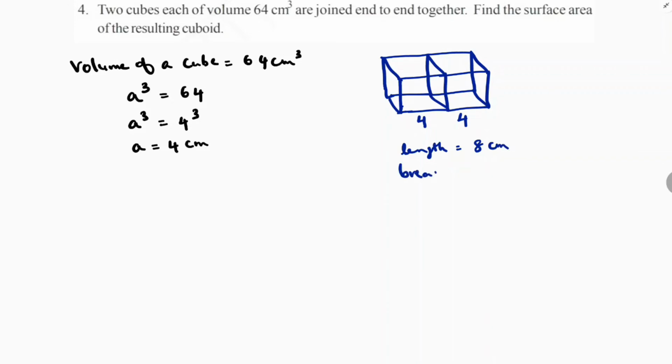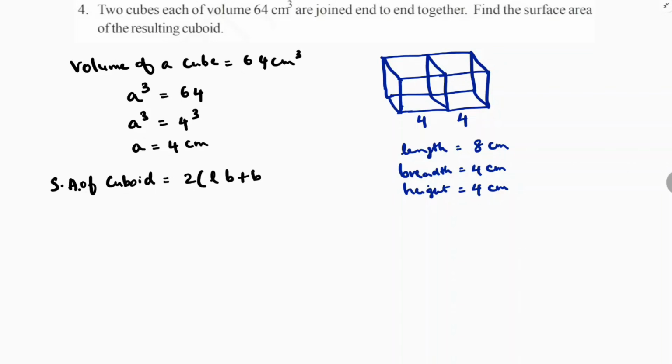Breadth will be 4 centimeters and height 4 centimeters. So here we need to find the total surface area of the resulting cuboid, because when two cubes are joined, we'll get a cuboid whose length is 8, breadth is 4 and height is 4. So they're saying surface area of cuboid. So total surface area of cuboid is 2 into (LB plus BH plus HL).